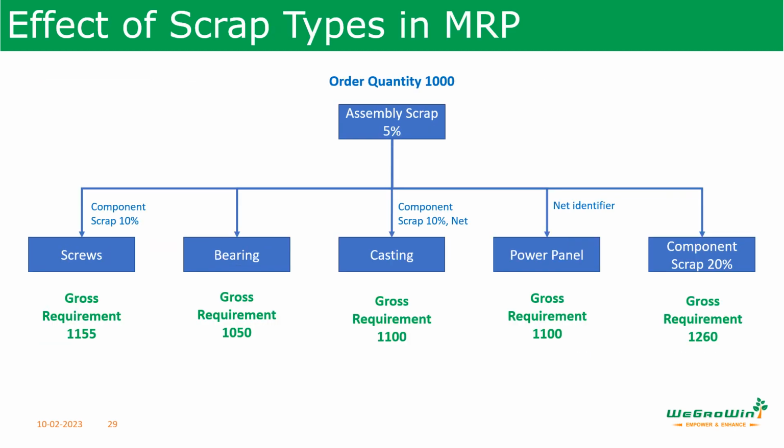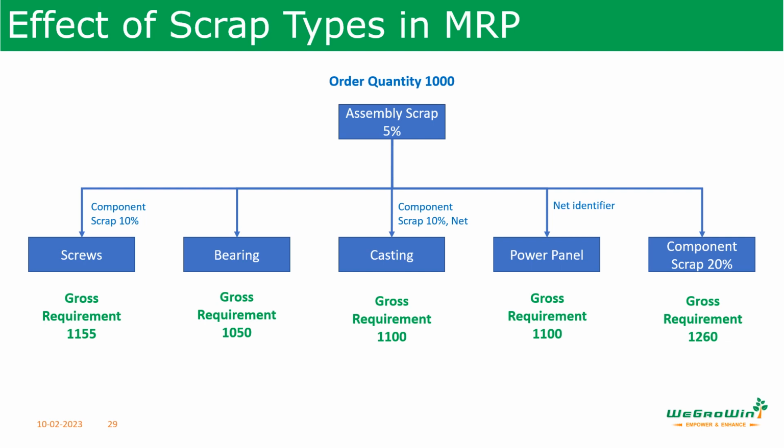So start from the top. There is an order quantity of 1000, and there is an assembly scrap of 5%. Now let us go from left to right. There is a screw. There is an assembly scrap of 5% of the finished product. For the screw, there is also a component scrap of 10%. So the gross requirement is 1155. How is this arrived at? We have 1000 multiplied by 1.05, which is multiplied by 1.1. With this, we arrive at 1155.